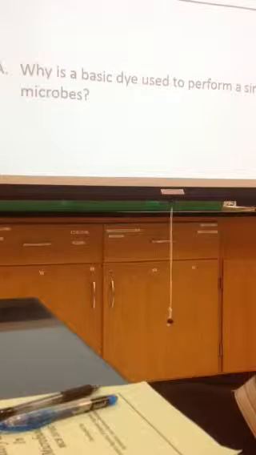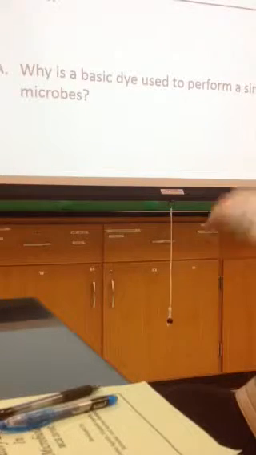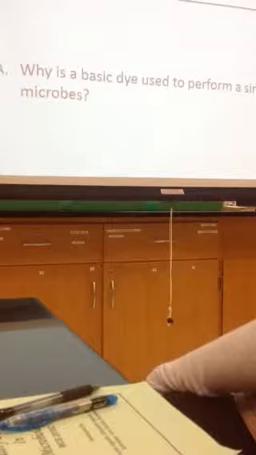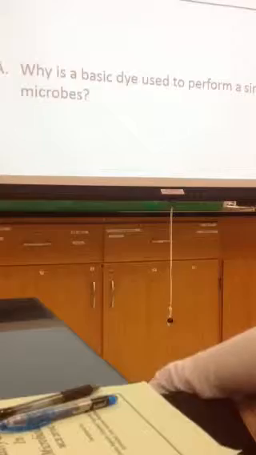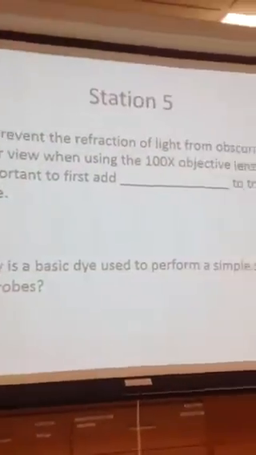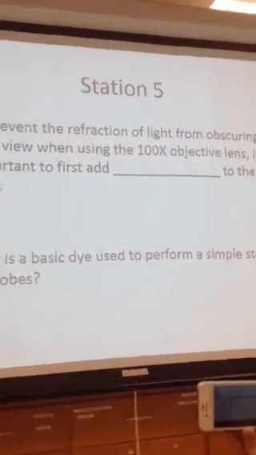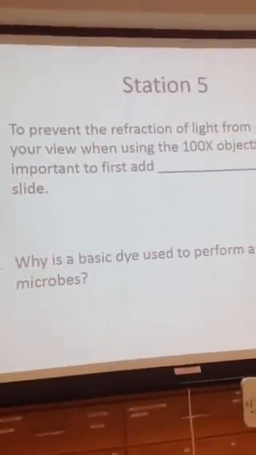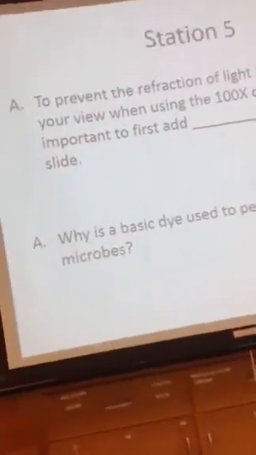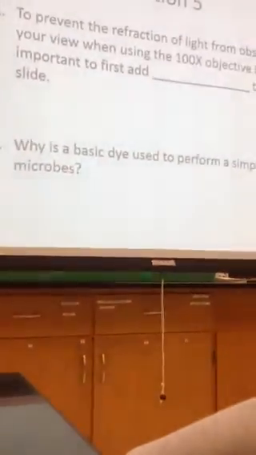Okay. To prevent refraction from the 100x objective, what do you have to add to your slide? Oil. Immersion oil. Perfect. Okay, why do we use a basic dye to perform a simple stain? We just talked about this. Bacteria have a negative charge. Acidic dyes have a negative charge. You need basic dyes which have a positive charge so that they'll stain the bacteria. Okay?